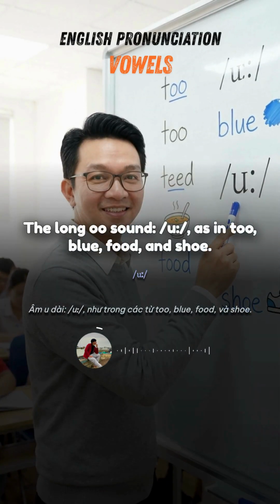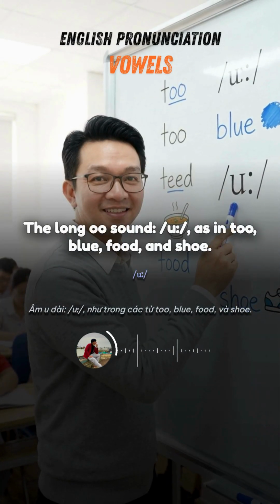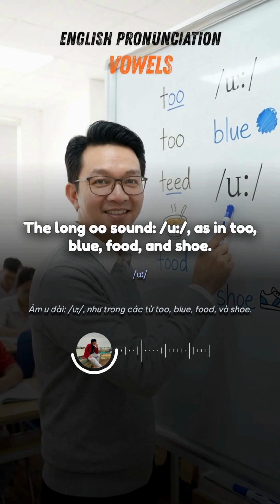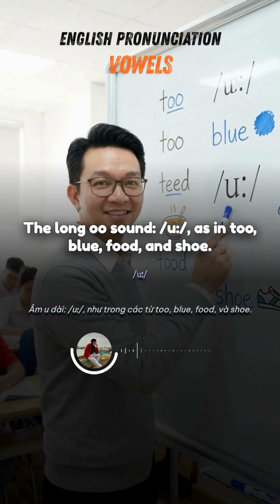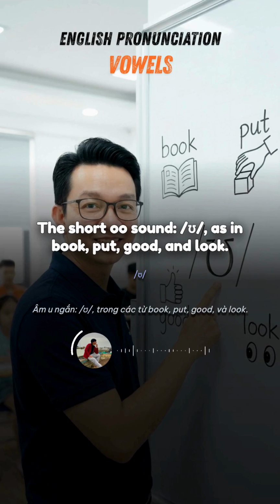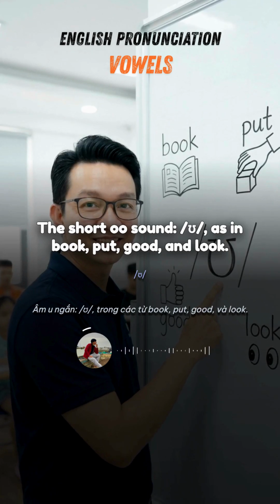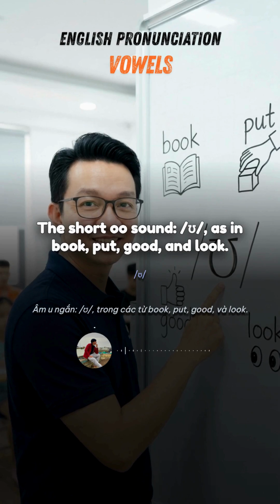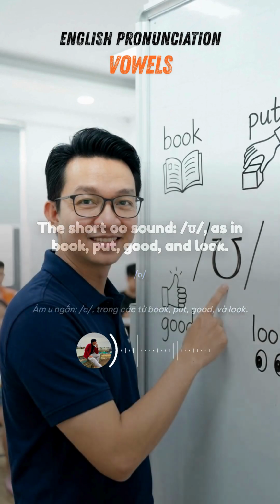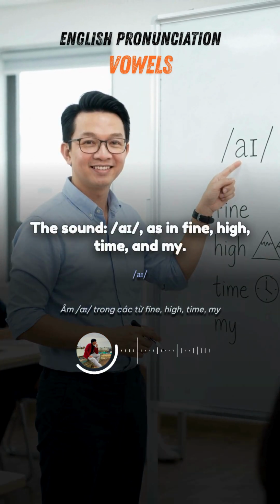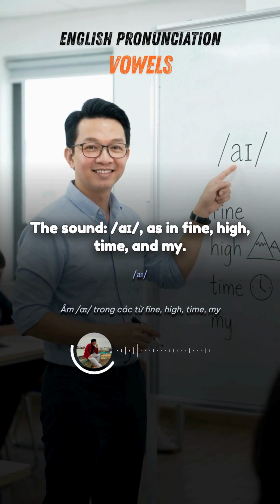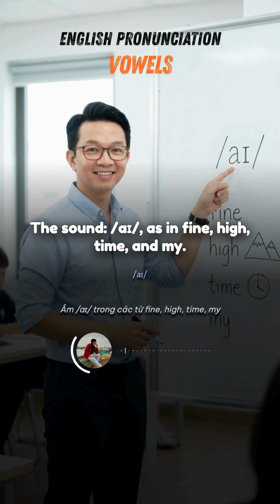The long oo sound, as in two, blue, food, and shoe. The short oo sound, as in book, put, good, and look. The long I sound, as in fine, high, time, and my.